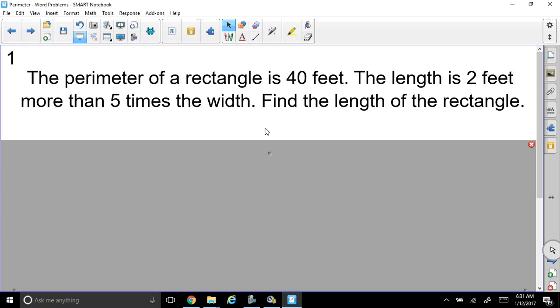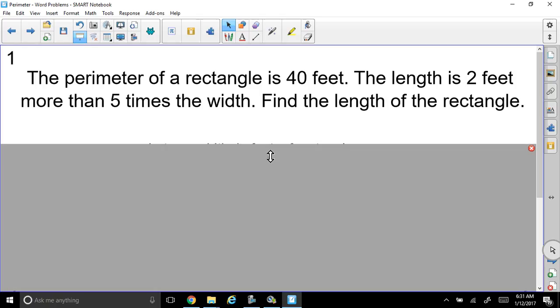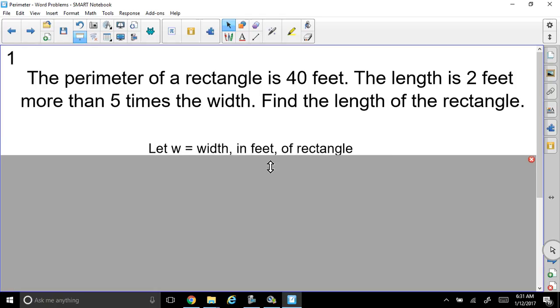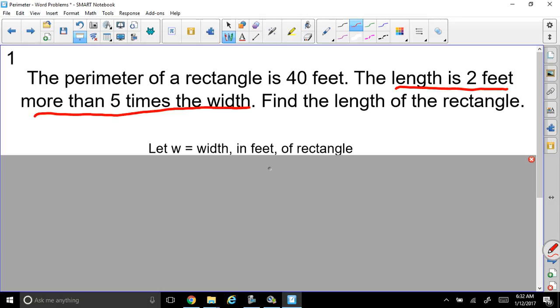Well, we should start off with a representation. They didn't say anything about what the width is. They did, however, say about the length. They said the length is 2 feet more than 5 times the width. So since they didn't say anything in reference to width, we'll just let W be the width. And now we'll work our way around it.